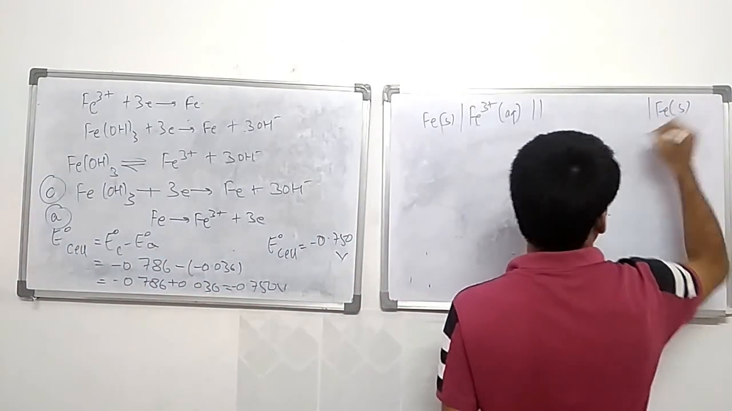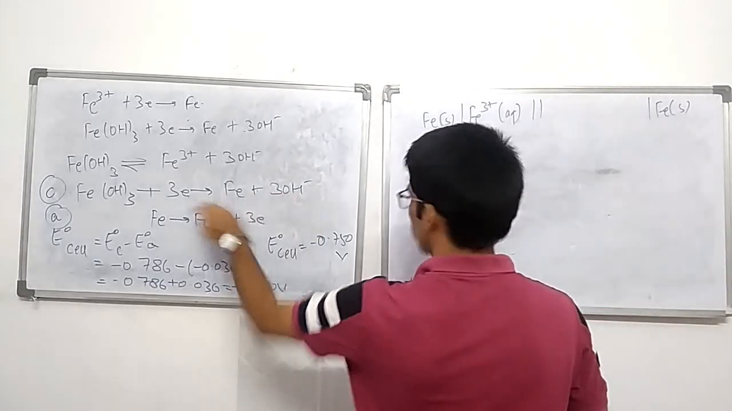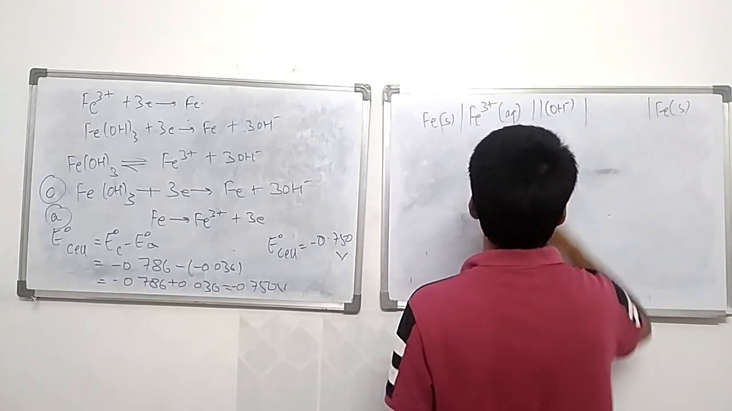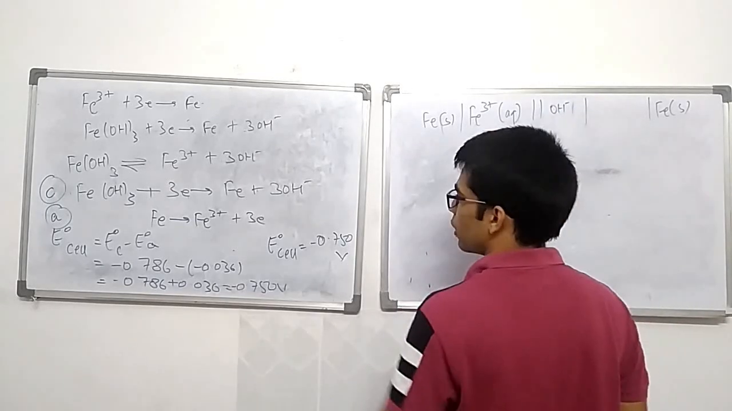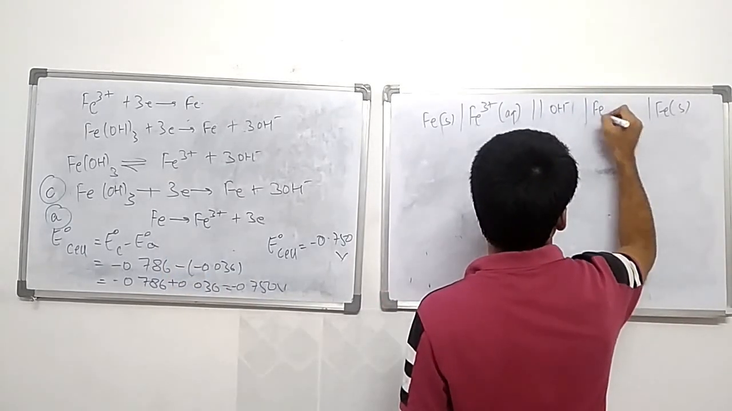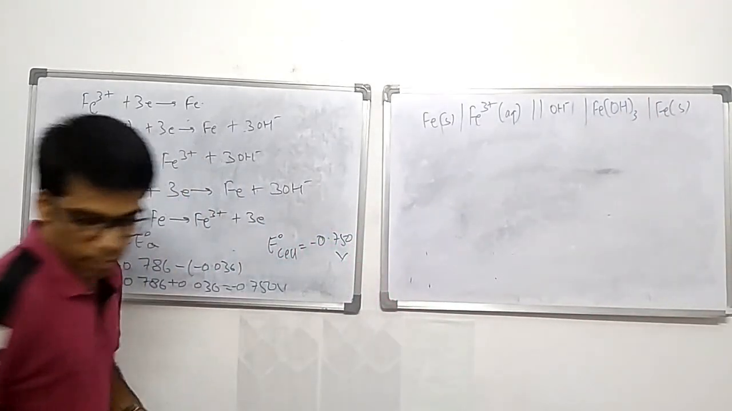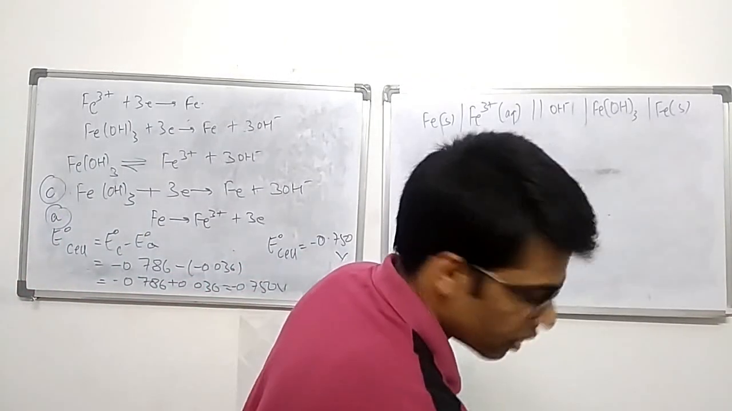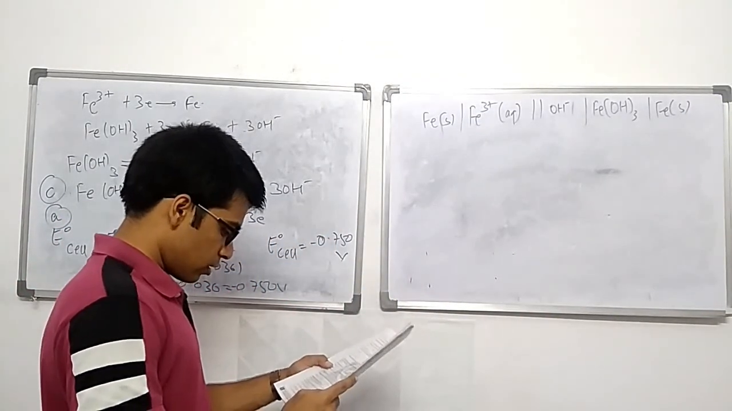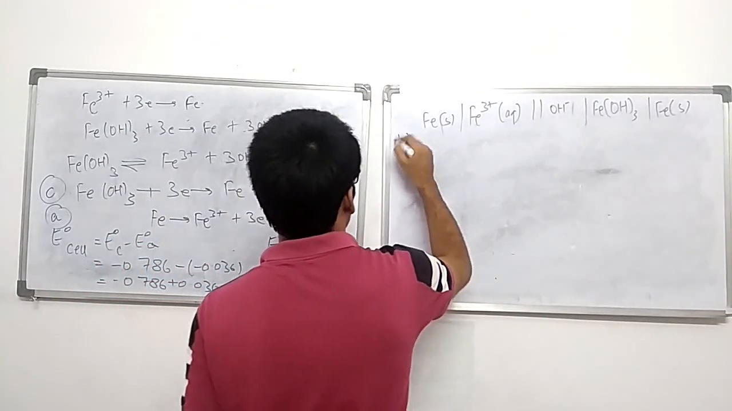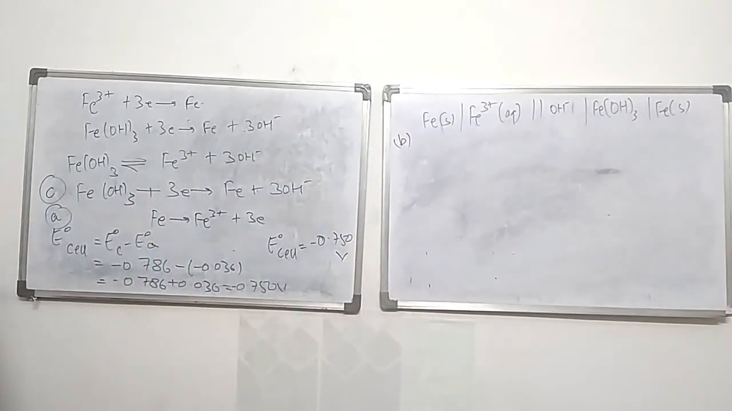Iron solid. This iron is not taking part in the redox reaction. So I will write it as OH minus here, not the brackets. And we have Fe(OH)3. So this is my cell notation, and this is my EMF for the total cell, and that is the equation number B. So this is how you will solve if you are asked to find the cell notation and you are given two half cells and also the solubility product.